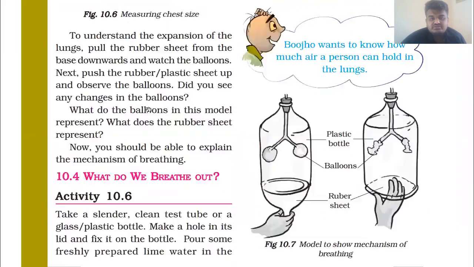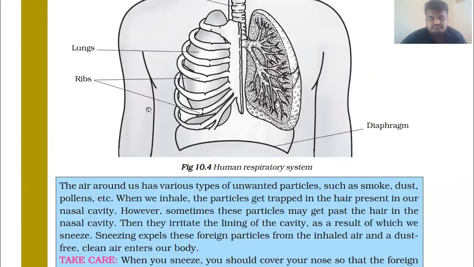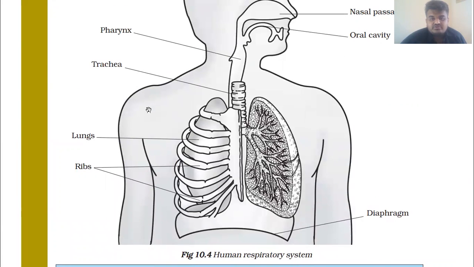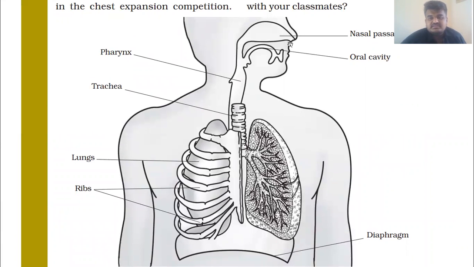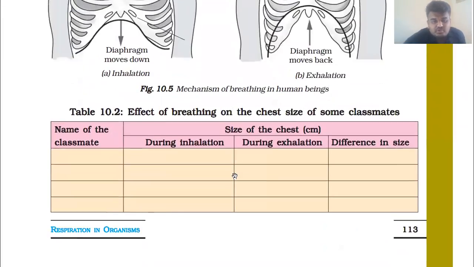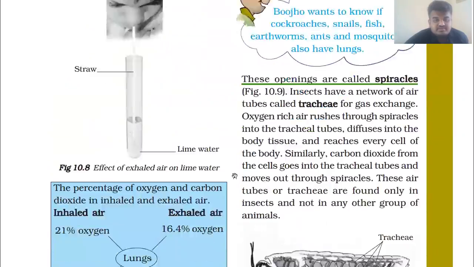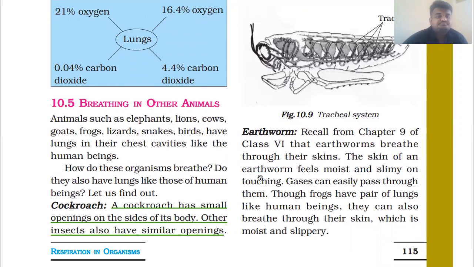Simply, we have studied human beings. In figure 10.4, you can observe that with the help of the nasal passages, we humans are taking in air, which is rich in oxygen, and that is inhalation simply. It goes to the lungs, and after this inhalation, we are taking out the air which is rich in carbon dioxide, and that is exhalation. So now let's study breathing in other animals.